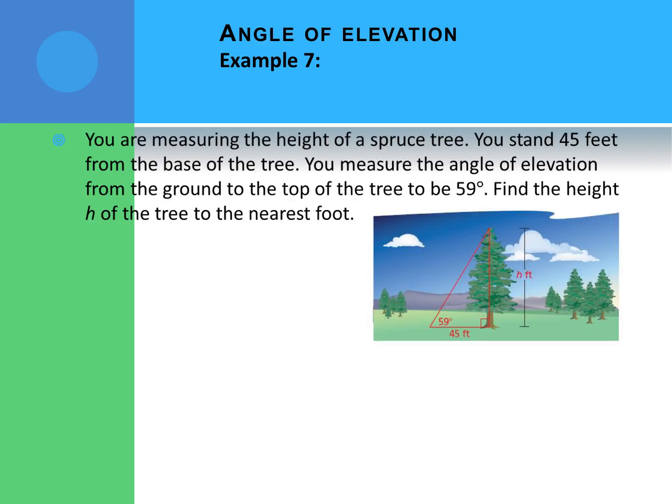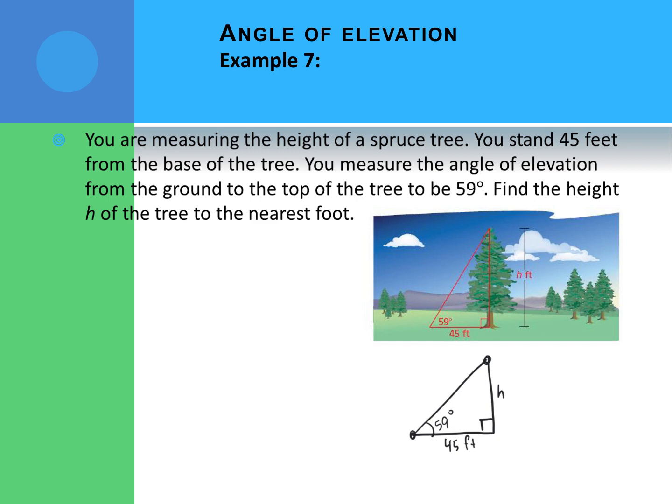If I was to give you a word problem using these, let's think of how we could apply it. It says you're measuring the height of a tree. You've got the height of the tree here, and it's h. Notice it forms this right angle with the ground. This horizontal length is 45 feet. And it tells you you measure the angle of elevation from the ground to the top of the tree. From here to here, the angle of elevation is 59 degrees. Find the height of the tree to the nearest foot. So they want to know, how high is the tree?